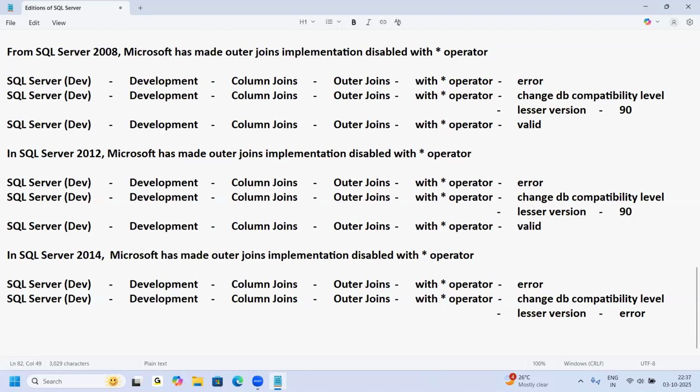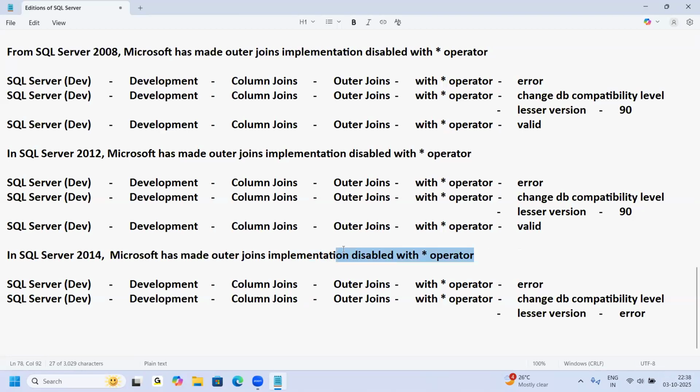I'm talking about SQL. When I started my career in training for SQL Server development, the 2005 release was there. Even with 2008 and 2012, I used to practically show them how to change database compatibility level and how to use outer join support. And from 2014 onwards, this complete part has been removed.